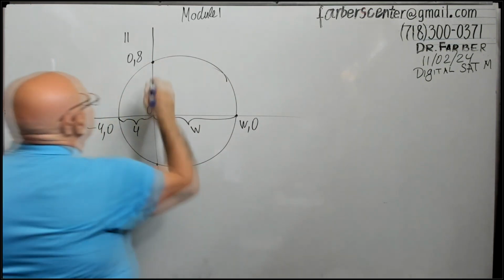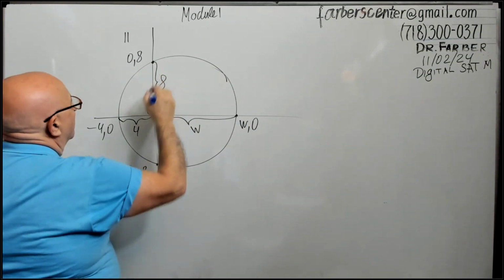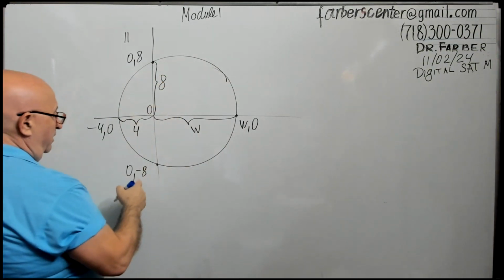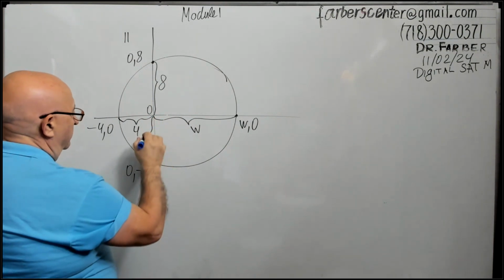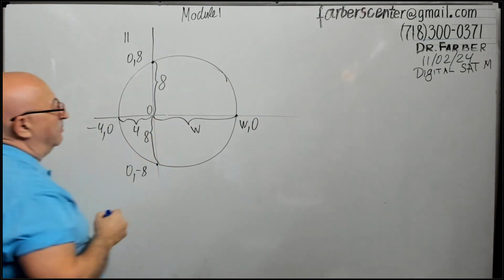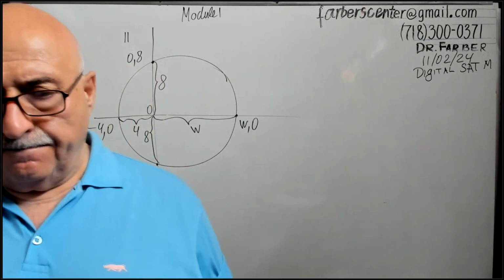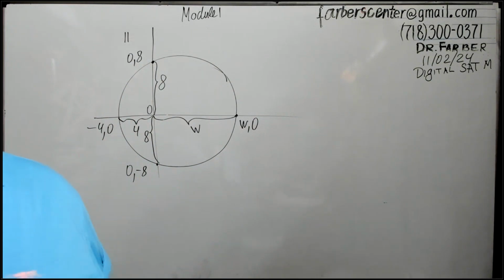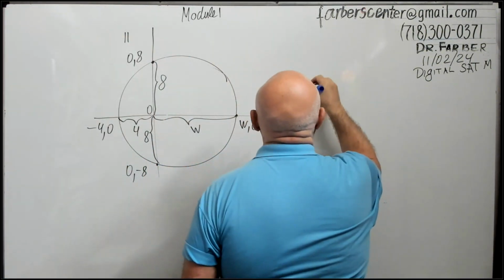Okay. This y distance is 8. And this distance, even though it's -8, the absolute value is 8. Step number 1, find distances. Who understands this step? Hands up. Good.